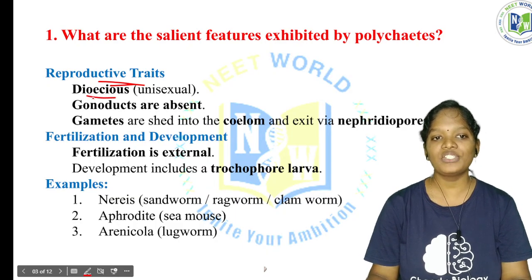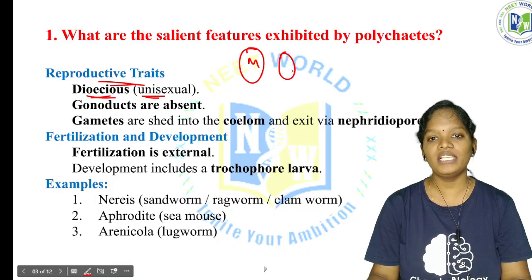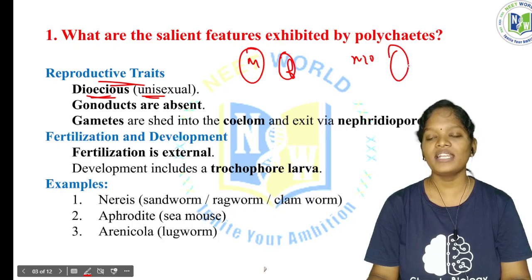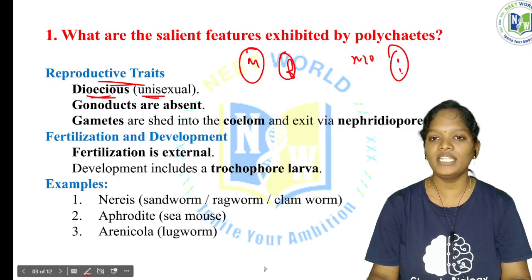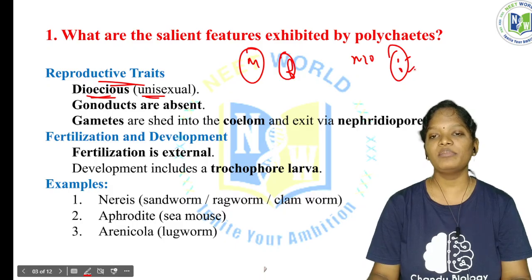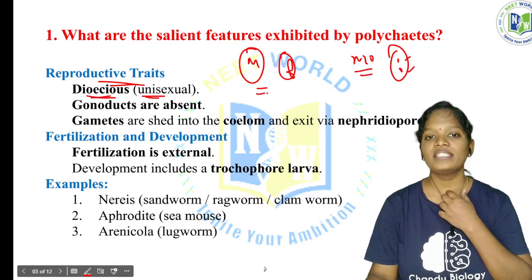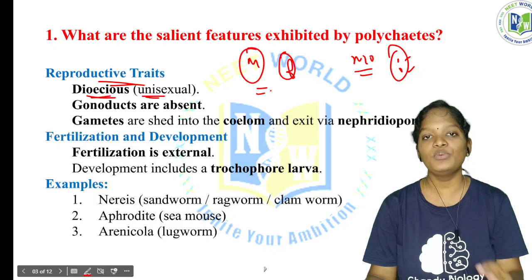Okay, so it is dioecious in nature. Dioecious means unisexual, which means the male is a different individual and the female is a different individual. So what is the case in monoecious? Consider an organism where both male and female reproductive organs are present in the same individual. That is monoecious, and this is dioecious in nature, which means unisexual.